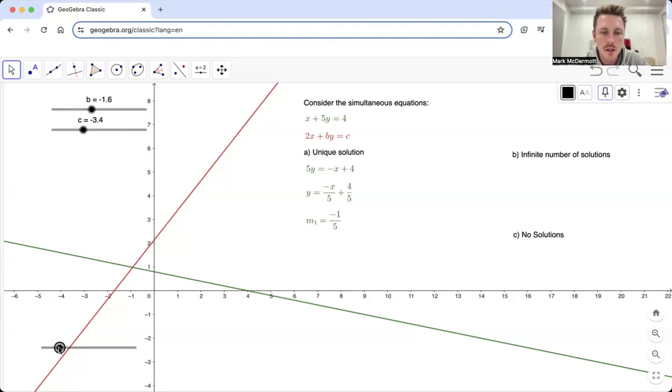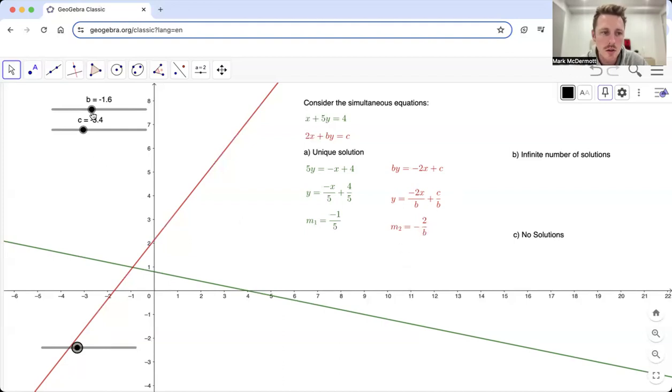The next thing we can do is think about the gradient of the red line. So the red line, if we rearrange a little bit, we take away 2x from both sides, divide by b. We get y equals negative 2x on b plus c on b. Okay, so the gradient of that is negative 2 on b, just the coefficient of x, right?